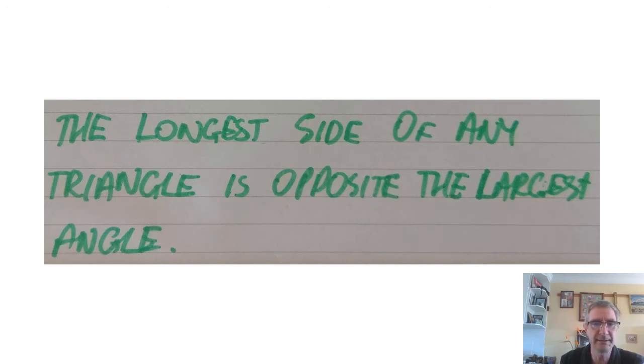Now, on any triangle, the longest side is always opposite the largest angle. So you can take any triangle that you can draw, or find anywhere, use your protractor and measure it, and you'll find that the longest side has to be opposite the largest angle. This probably isn't new either.